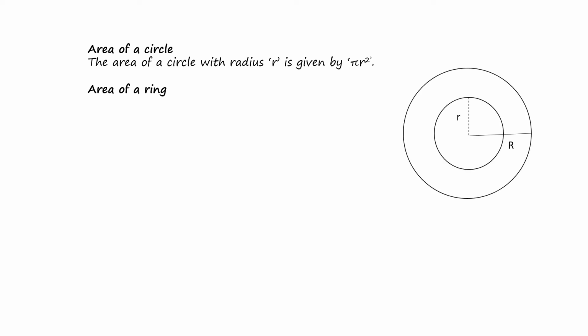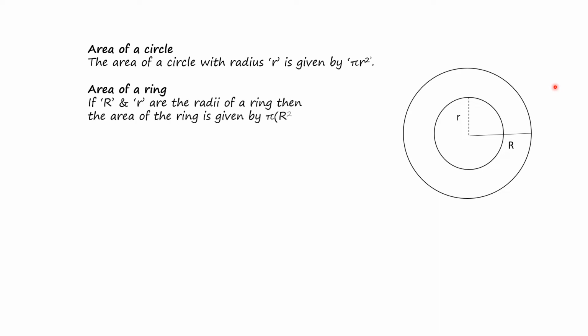Area of a ring. Ring means two concentric circles. If capital R and small r are the radii of a ring, then the area of the ring is given by pi into capital R square minus small r square. That means pi into capital R square is the area of the larger circle, and pi into small r square is the area of the smaller circle. So area of the larger circle minus area of the smaller circle gives the area of the ring, or we can say a circular path.